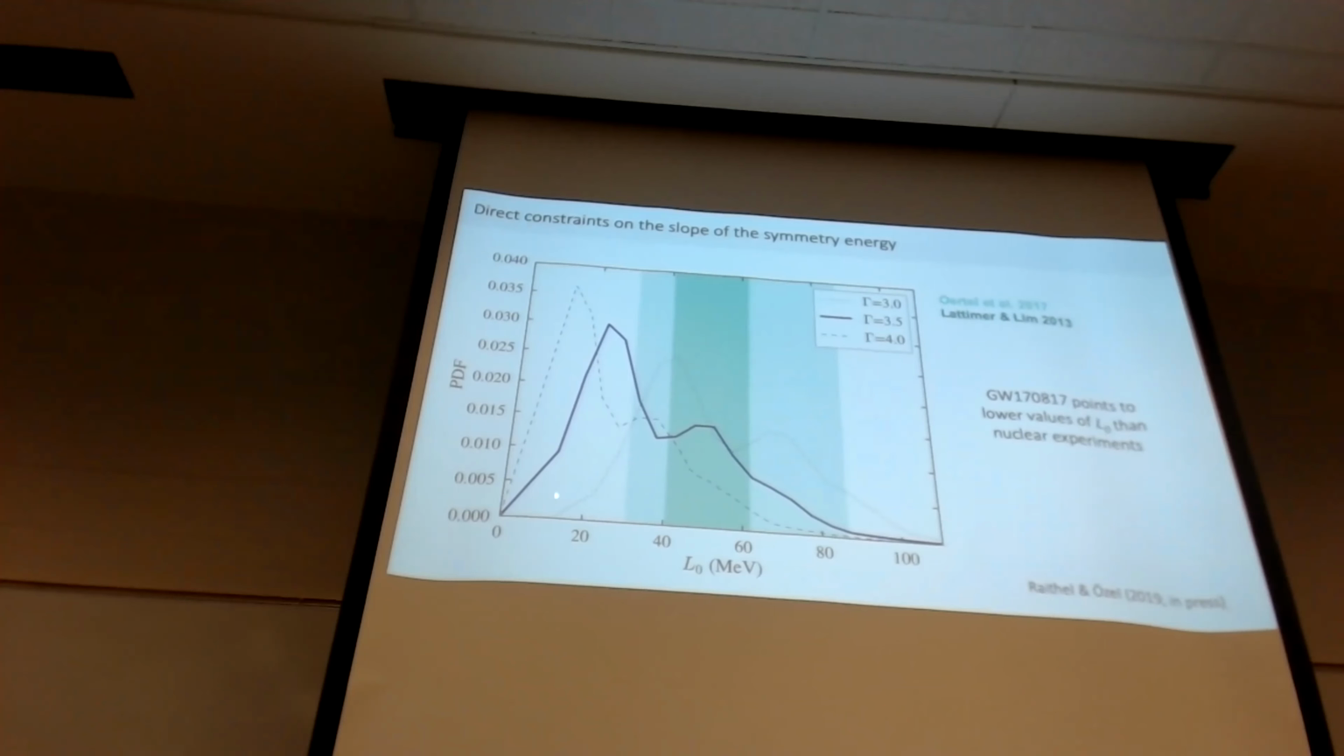But you'll notice that the peak likelihood we find is closer to 20 MeV for L, which falls outside of the allowed range from the nuclear experiments. Now, theoretically, I think that is very hard to explain. Yes?